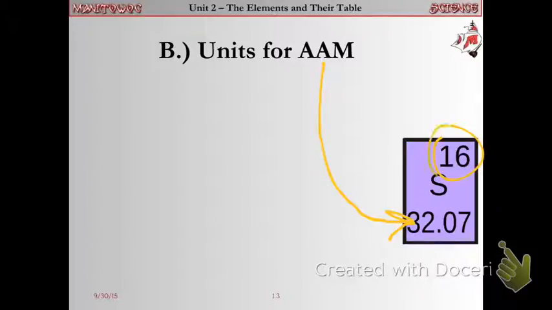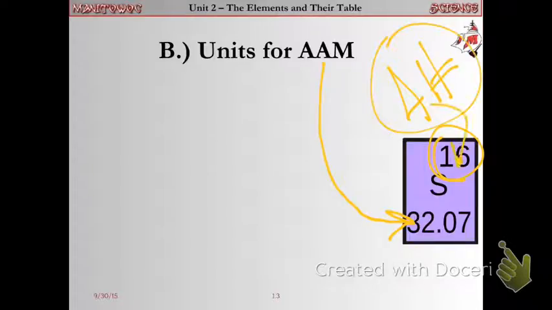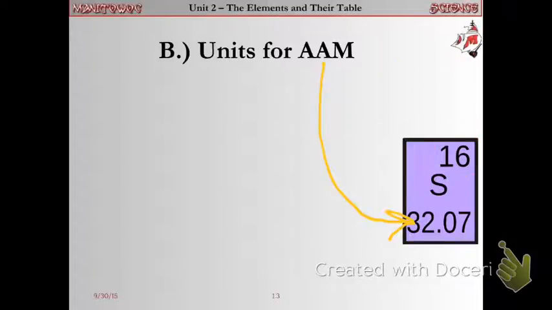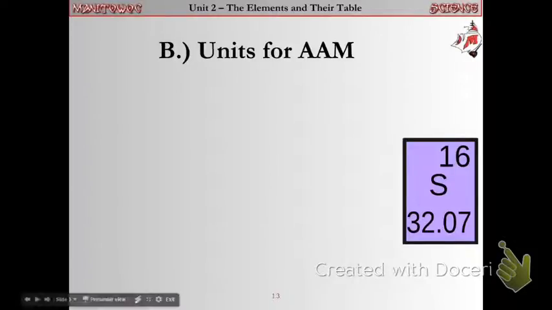Remember, this number right here is the atomic number, and that equals the number of protons. We're not talking about that right now. We are talking about the 32.07 in the case of sulfur, which is the average atomic mass. Now, with every number in science, we have a unit that's associated with it. So it's interesting to think about the units for average atomic mass.